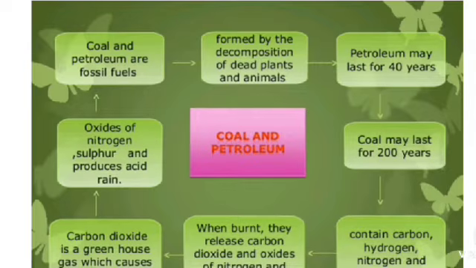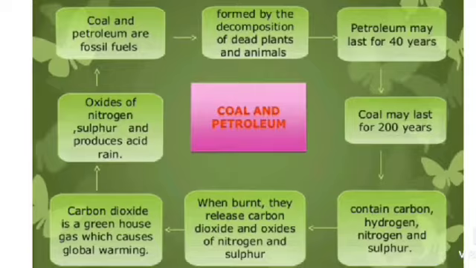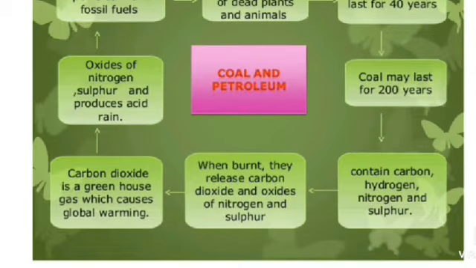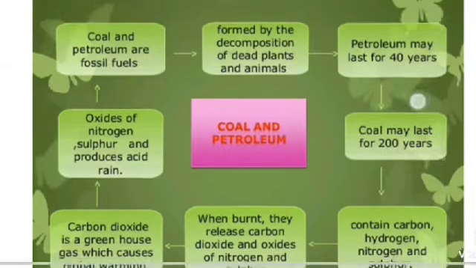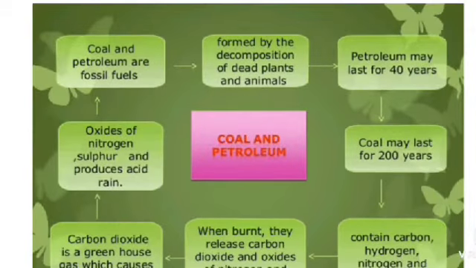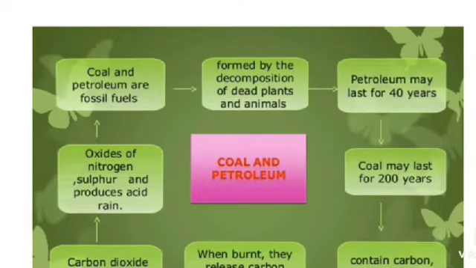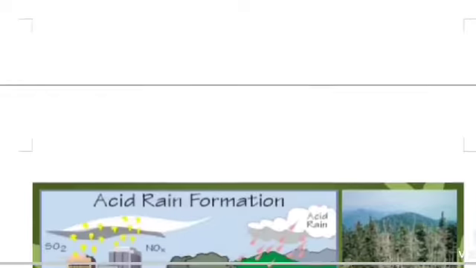Petroleum may last for 40 years. Coal may last for 200 years. They contain carbon, hydrogen, nitrogen and sulfur. When burned, they release carbon dioxide and oxides of nitrogen and sulfur. Carbon dioxide is a greenhouse gas which causes global warming. Oxides of nitrogen and sulfur produce acid rain. Coal and petroleum are fossil fuels formed by the decomposition of dead plants and animals.